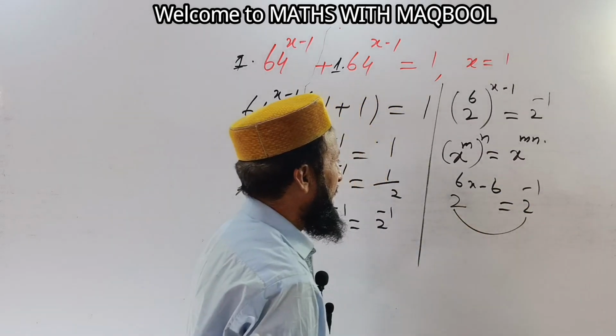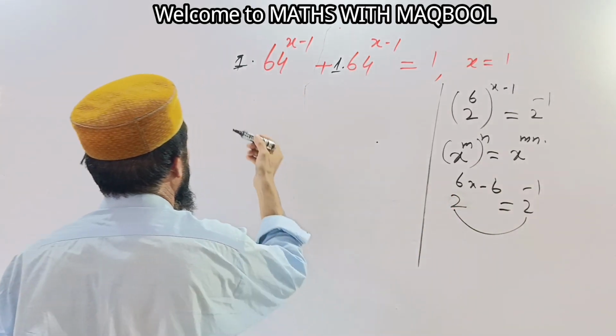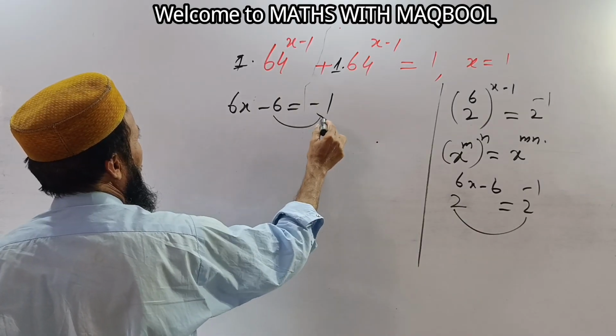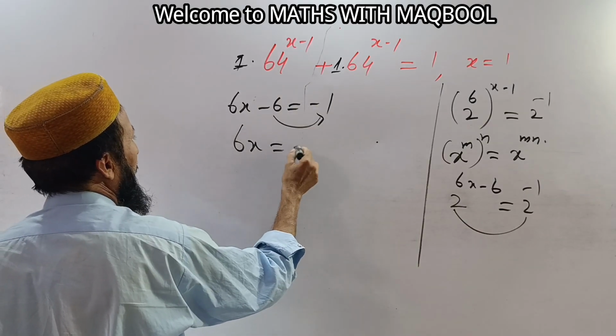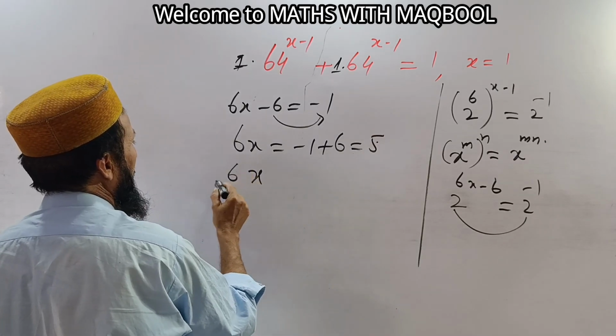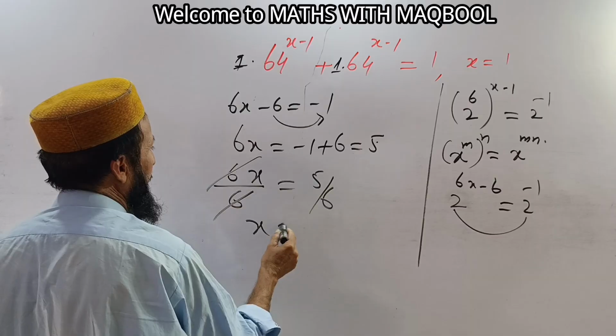Since the bases are the same, we compare their powers or exponents: 6x minus 6 is equal to minus 1. We transfer this term, so 6x is equal to minus 1 plus 6, which is 5. Now dividing both sides by 6, we get x is equal to 5 over 6.